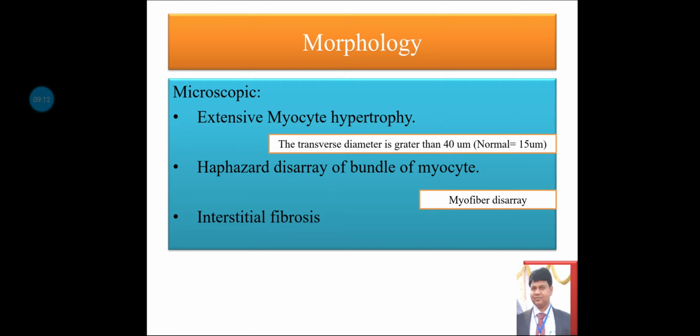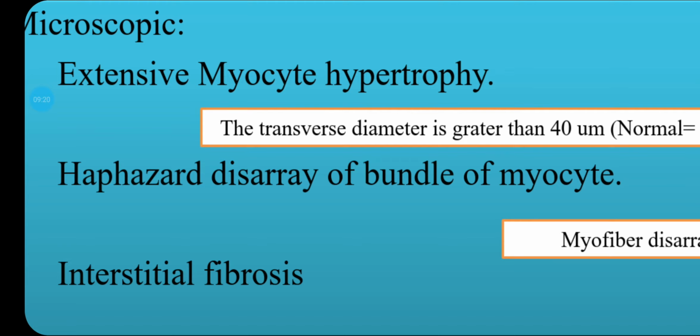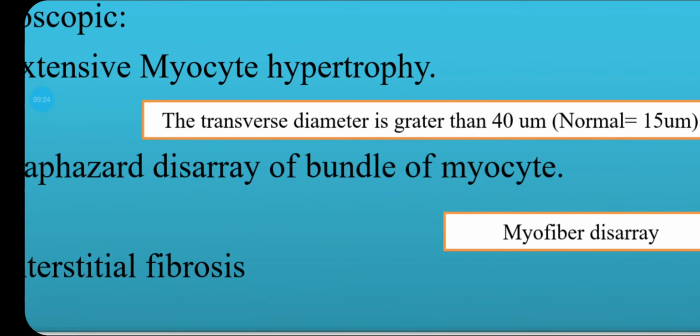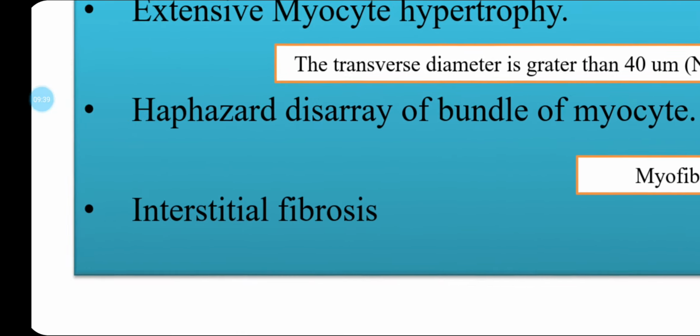If we go through the microscopic changes, as we have said, there is extensive myocyte hypertrophy, in which the transverse diameter is greater than 40 microns. It is normally around 15 microns, but in this type of hypertrophy the transverse diameter is increased 2 to 3 times the normal.